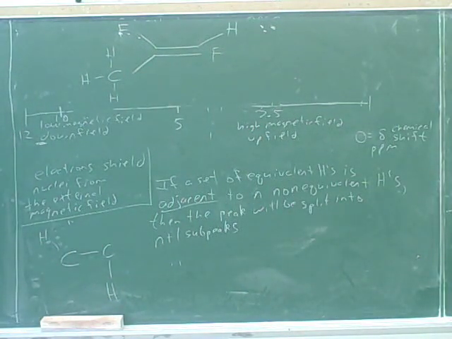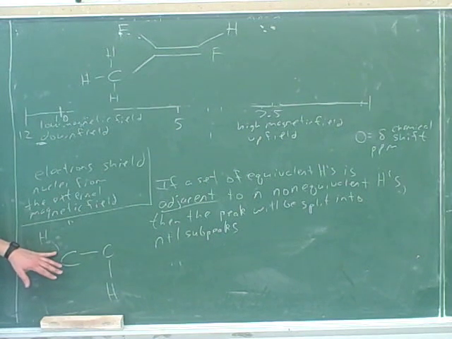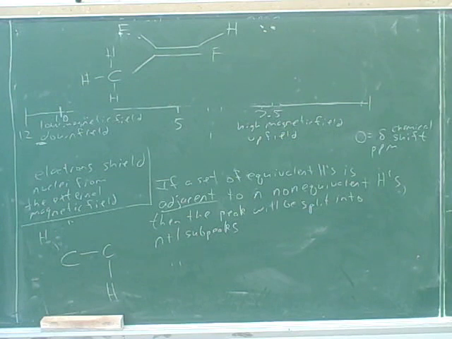You can have longer distance splitting across alkenes. You can have 4 bond and maybe even 5 bond splitting. So remember that in alkanes, we don't expect splitting over a distance of more than 3 bonds, 3 bonds between the hydrogens. But you might have splitting over 4 bonds or maybe even 5 bonds across an alkene.